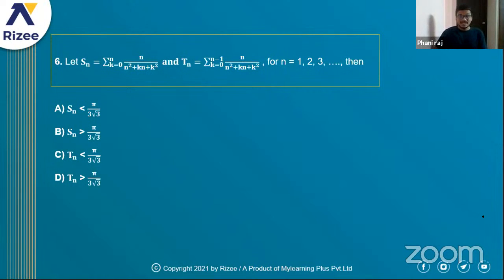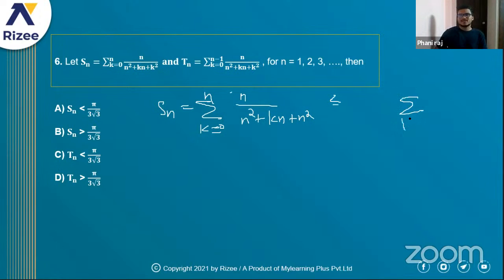Next, we are on the sixth problem. Same again: whenever you see summation, see Sn equal to summation k equal to 0 to n of n/(n² + kn + k²). Observe all of them are positive. This is less than the summation to infinity, which is valid only if the term being added is always positive. Again, same 1/n times f(r/n), you should try to get it.